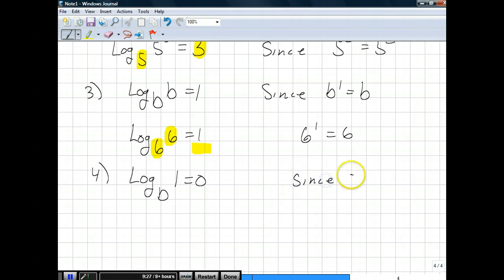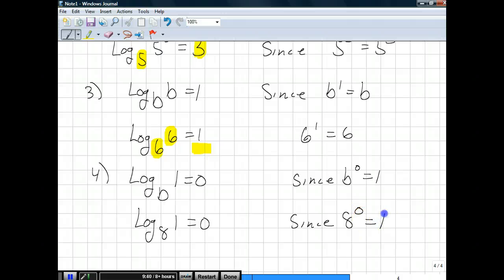Since b to the 0 equals 1. So with numbers, log base 8 of 1 has to equal 0, since in exponent form 8 to the 0 equals 1.